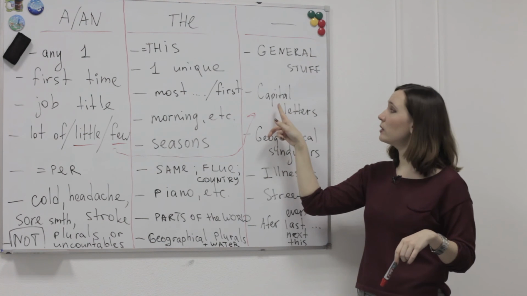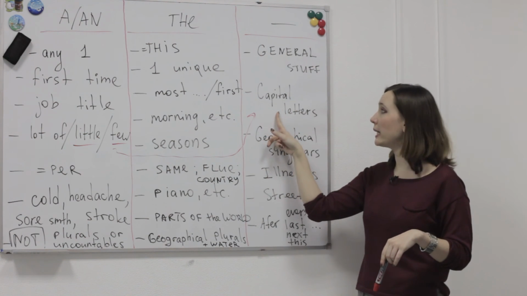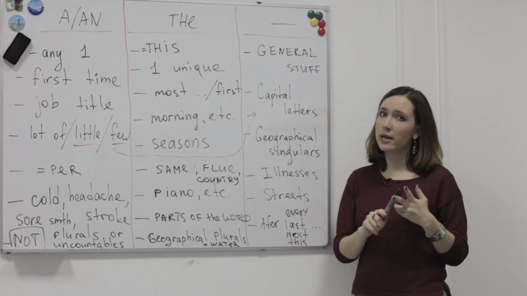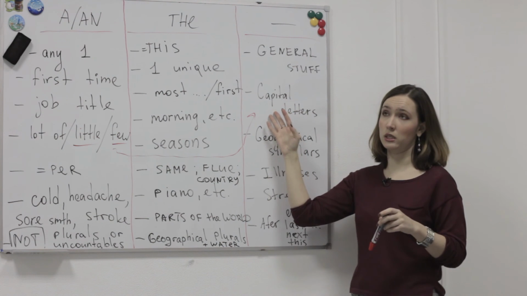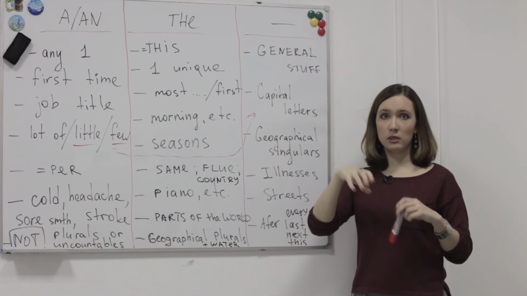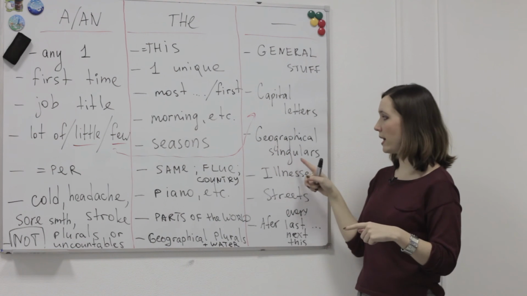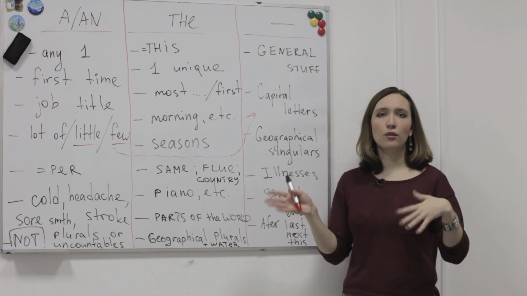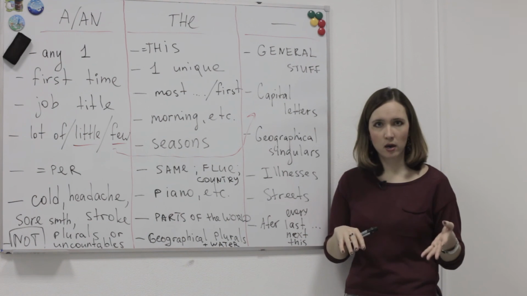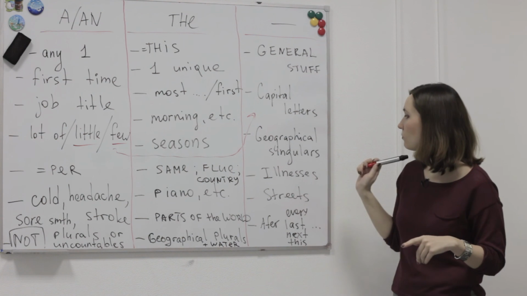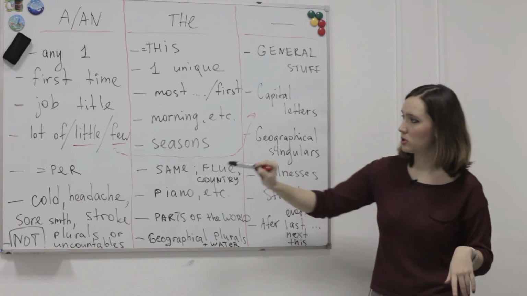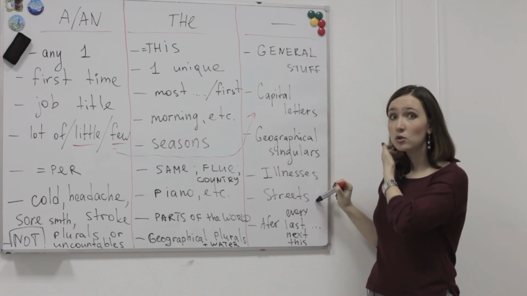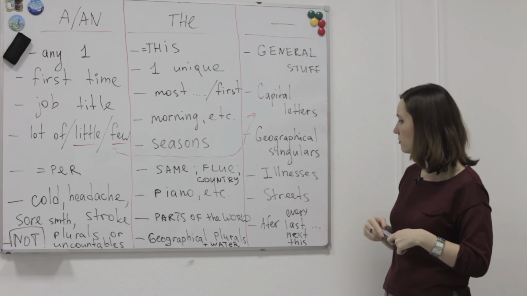Everything, well, almost everything that starts with capital letters in English goes without an article. So names of people, names of cities, names of countries, you don't need an article. But if it's a country that consists of a few words, yeah, so geographical plural, the Czech Republic, the Russian Federation, the United Arab Emirates, you put that. Most illnesses, except these ones, they go without an article. Streets also don't need articles there.